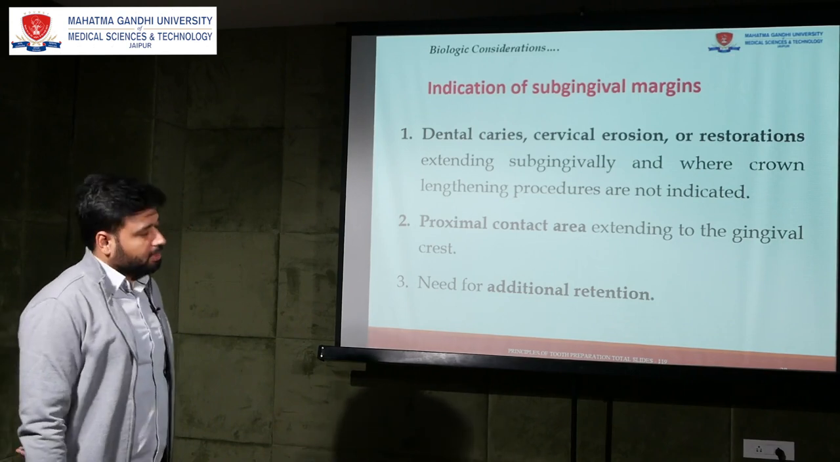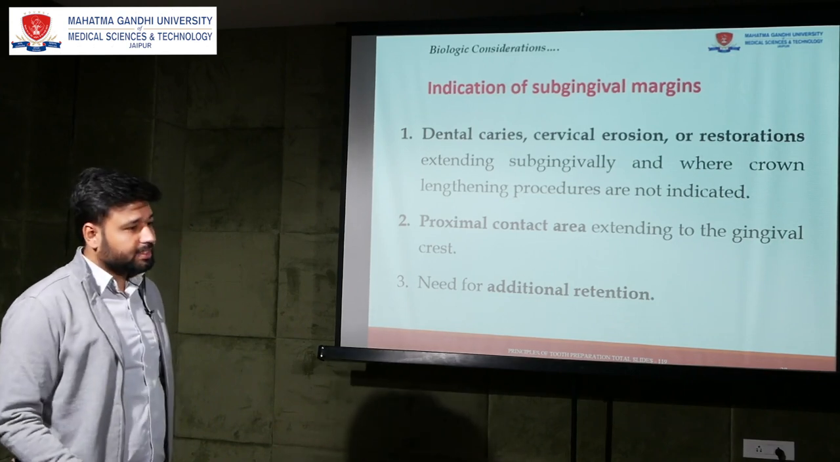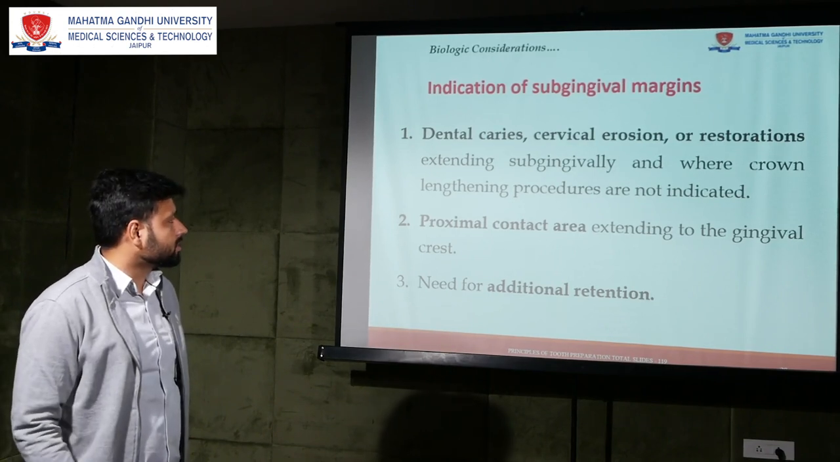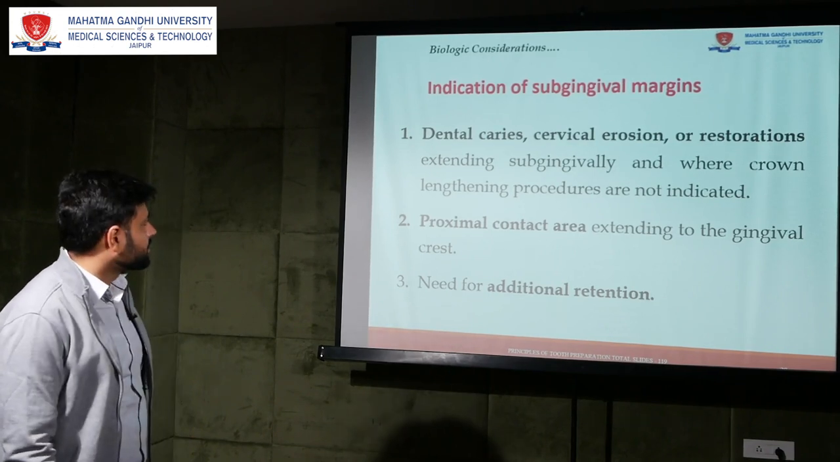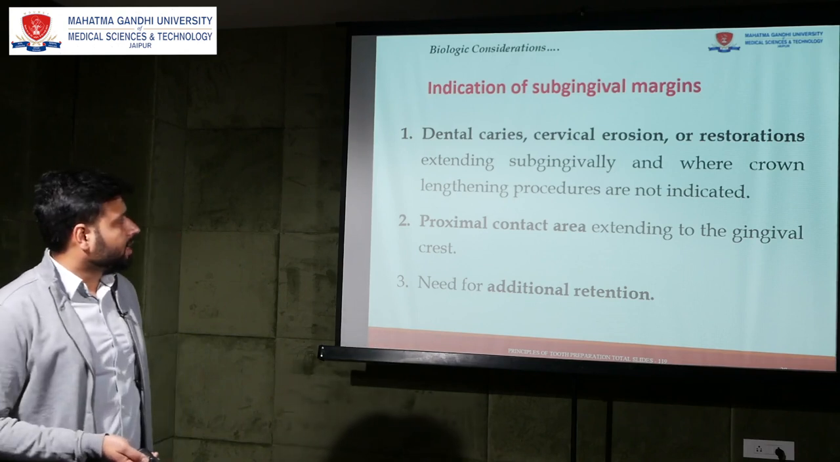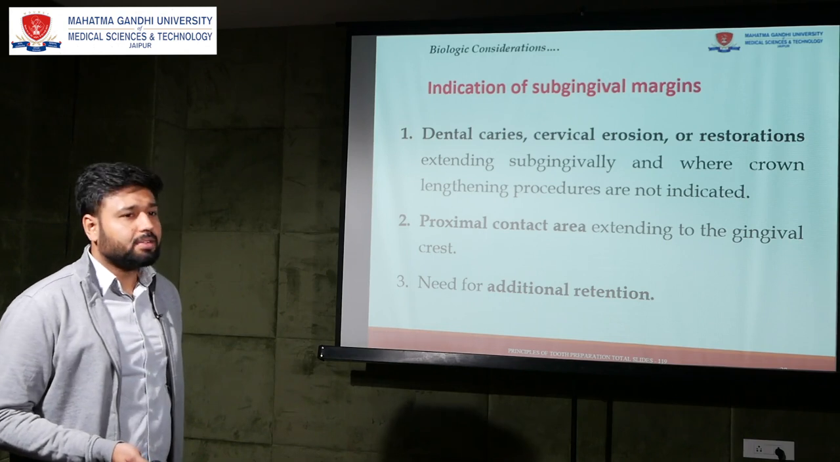Then the indications for a subgingival margin. The first and foremost indication is dental caries. If the caries extends to the apical margins, then we can go for subgingival margins. Also dental caries, cervical erosion or restorations extending subgingivally, where crown lengthening procedures are not indicated.